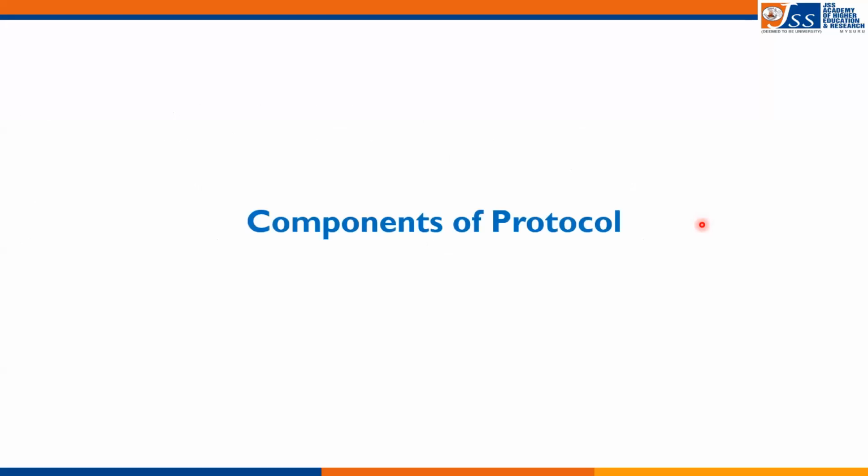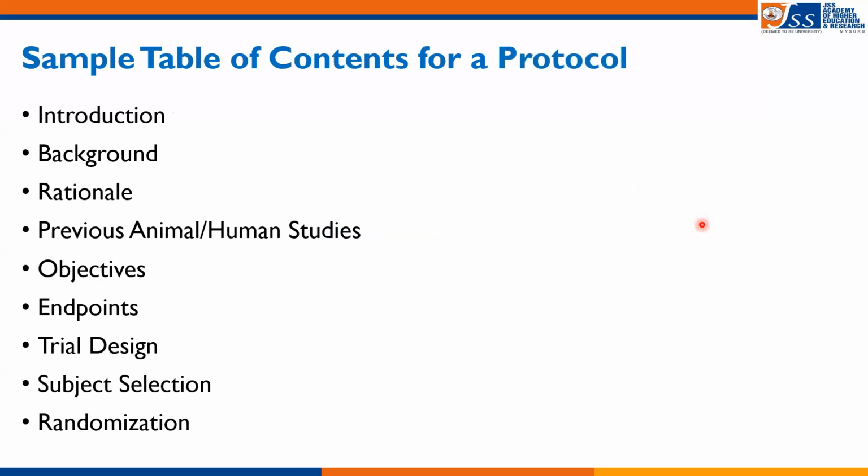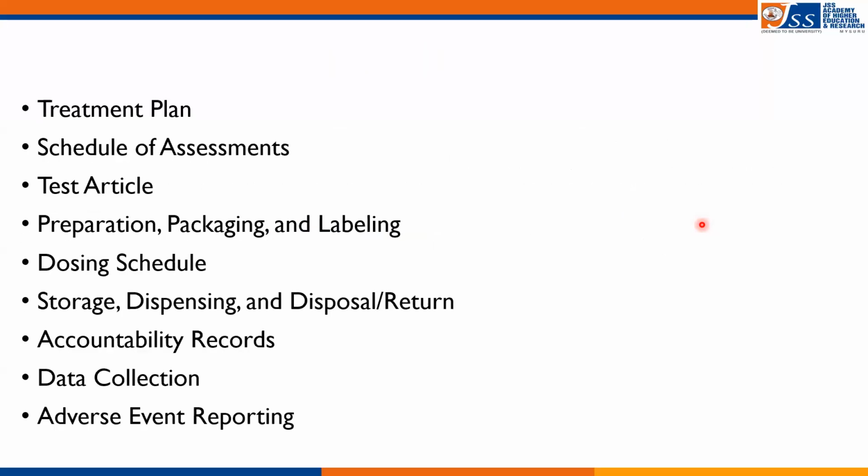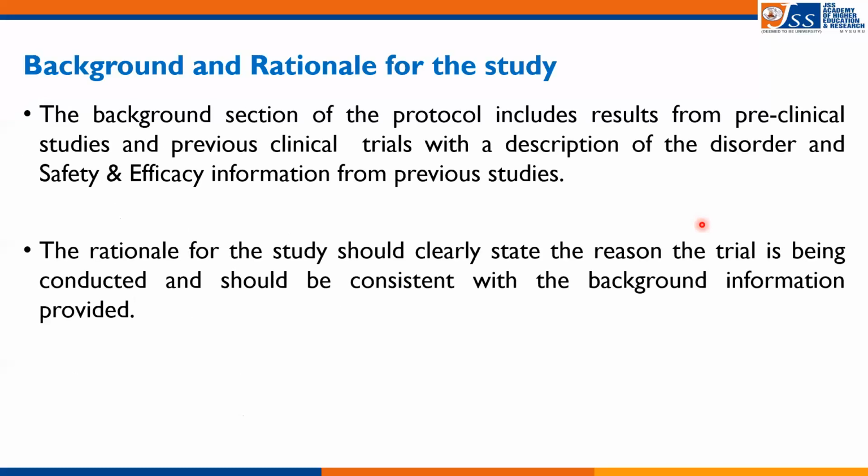Let us look into what are the different components of the protocol. This is the TOC, that is table of contents. What you have for a protocol is introduction, background, rationale, objectives, if they have done any previous studies, followed by the endpoints, what is the trial design, how the subjects are selected, randomized, the treatment plan, how the assessments are made, the different aspects of the drug, how the dosing is being done, how do you store the drug, accountability, data collection, and many more.